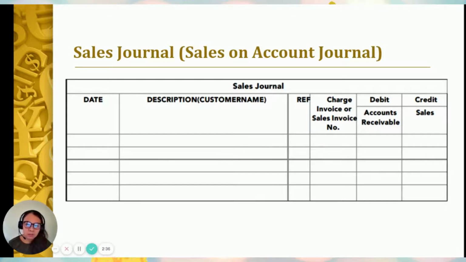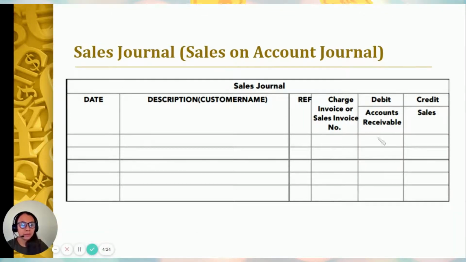There's a column in here which is charge invoice or sales invoice number. So if you issue a charge invoice, then you put the number in here. If you issue a sales invoice, then you record the number in here. It is the identifying number of the source document issued to the customer when the sale was made. So it is very important for review or for audit, so it can easily be traced where the transaction came from.